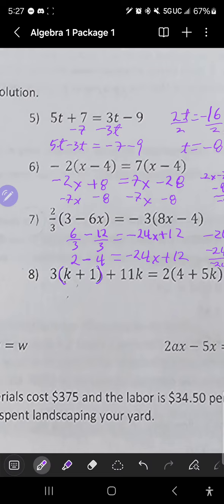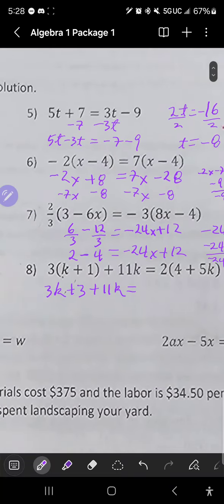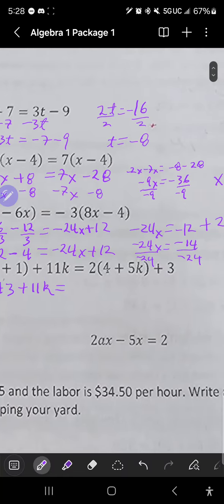Since you see there is a multiplication here, we need to continue with our distribution rule. They are all positive, so we know that our result is going to be all positive. So 3 times k is 3k, 3 times 1 is 3, so 3k plus 3, and we're going to keep the 11k. The reason I didn't multiply the 11k is because it's outside the parentheses and we only multiply what is inside the parentheses. Now we multiply this part, and they're all positive, so our result is going to be all positive. 2 times 4 is 8, and 2 times 5 is 10, and we keep the k. Now we add the plus 3.